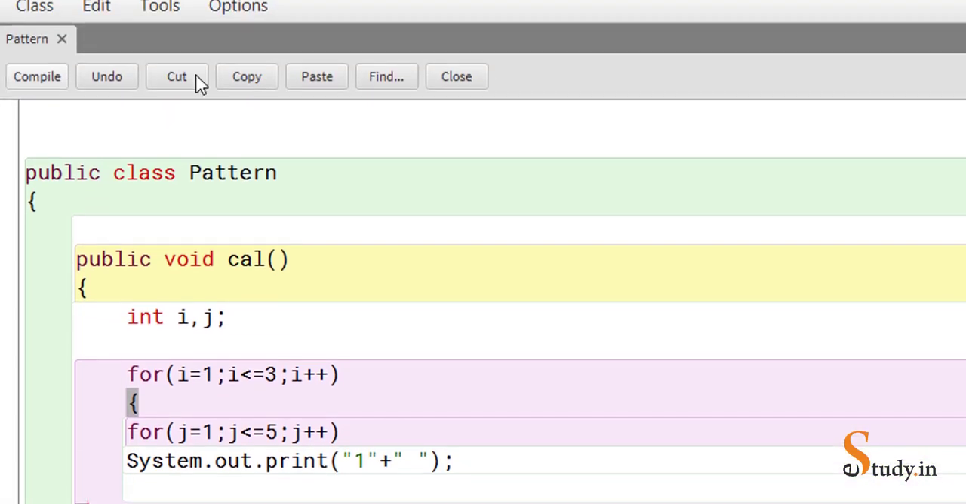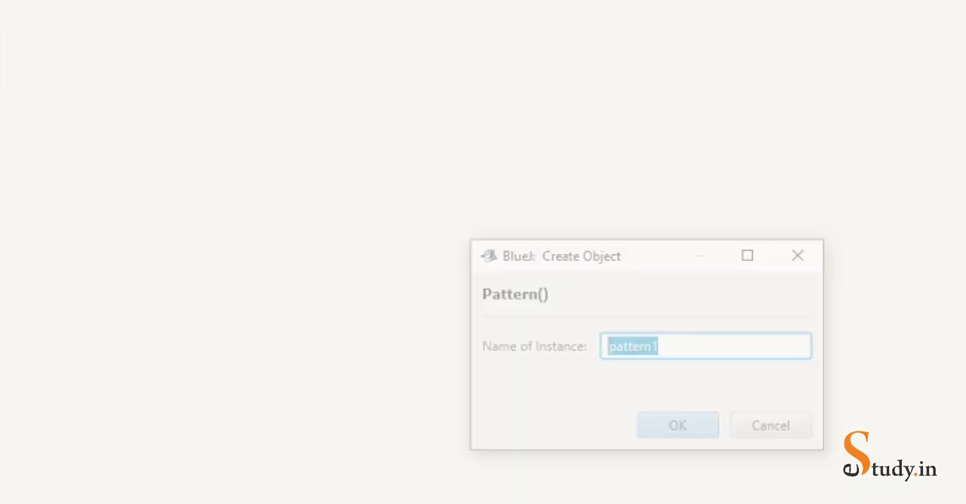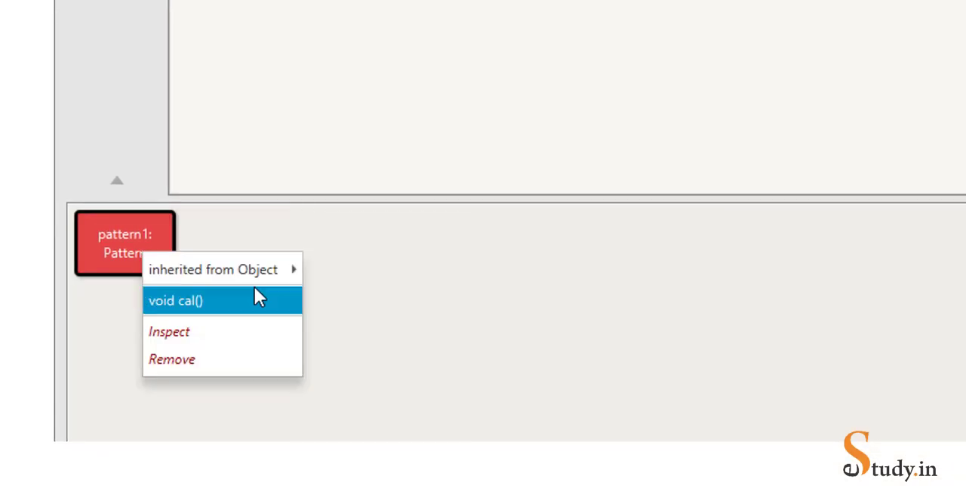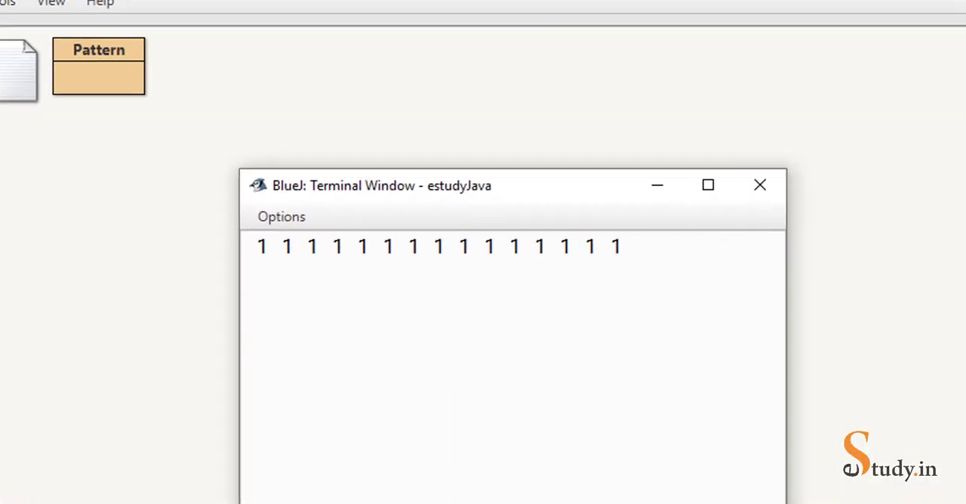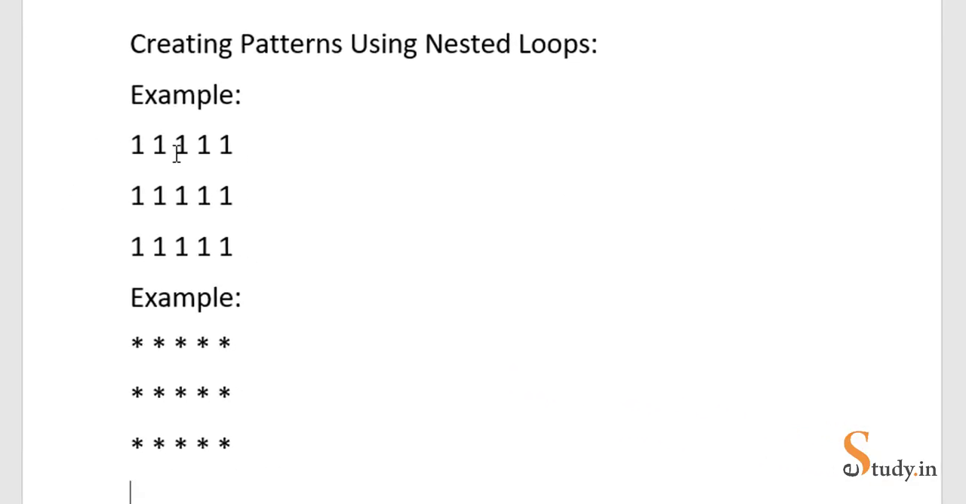So let's compile it, and after compiling, minimize it, and now let's go to the screen, right click, new pattern, okay, and right click and void cal. So if you see, this is the output. Now this is not what we want. We want the number 1 to be printed thrice on 3 different rows.